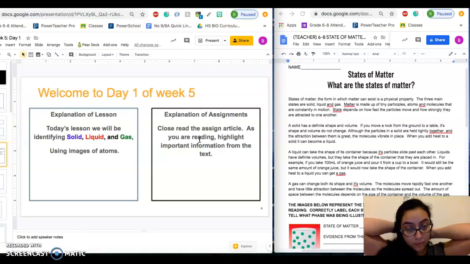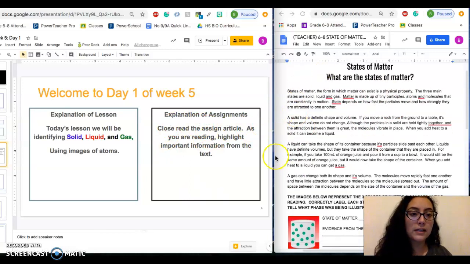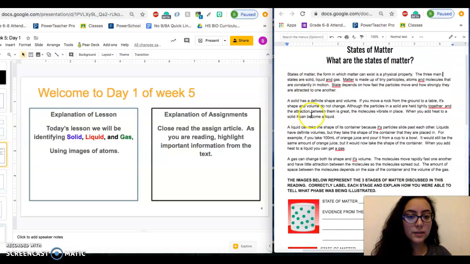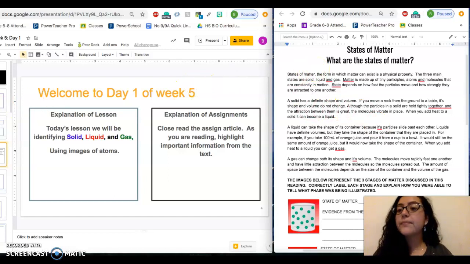Closed reading is so important, and you're going to be doing this for every assignment that teachers give you. As you can see from my right side, the small little article, you're going to be reading these 4 paragraphs. As you're reading, make sure to highlight any important information that you're going to need. Like I said, I will model this in a bit.